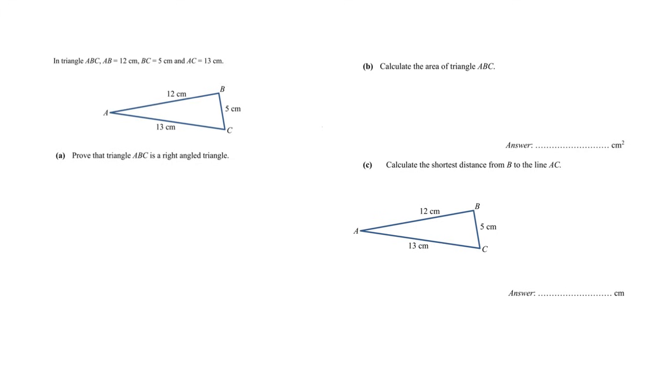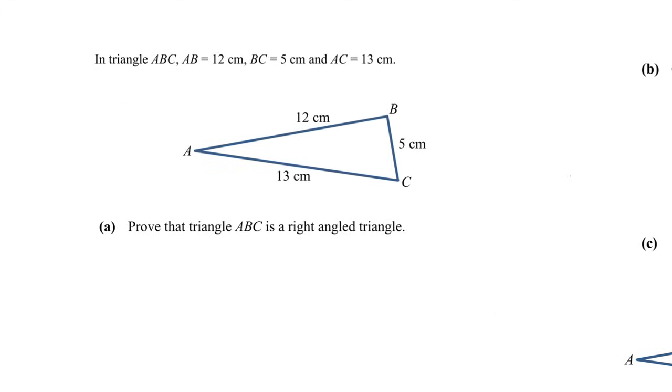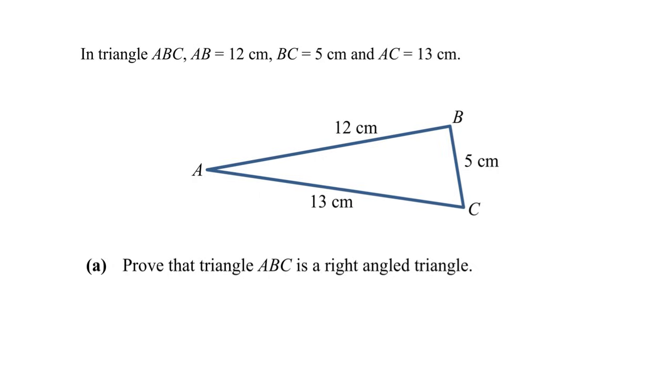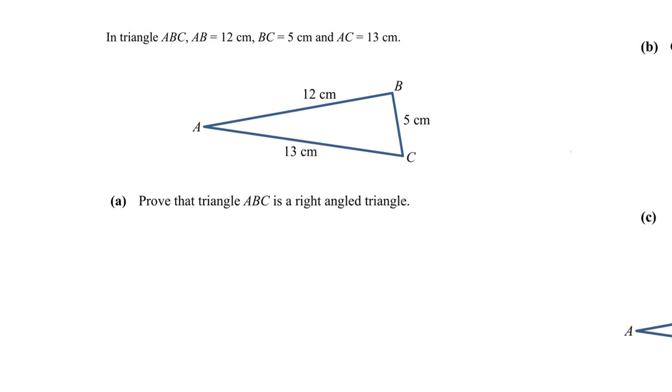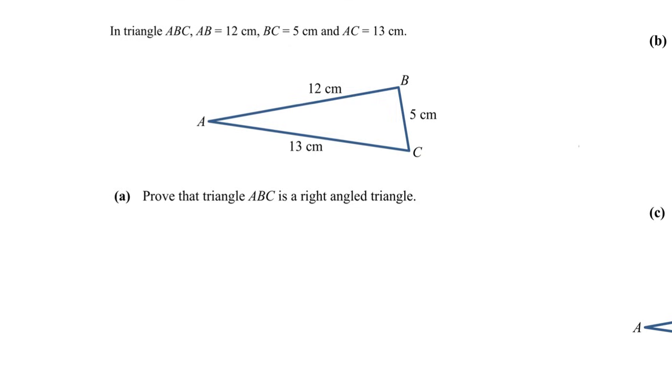Hello everyone, welcome to this video where we are given a triangle ABC with all three sides given, and at this point in time we do not yet know whether this is a right angle triangle. So that's what we need to prove for part A. Okay, well, we can use our knowledge of the Pythagoras theorem in this case, but we must never assume that it is a right angle triangle.